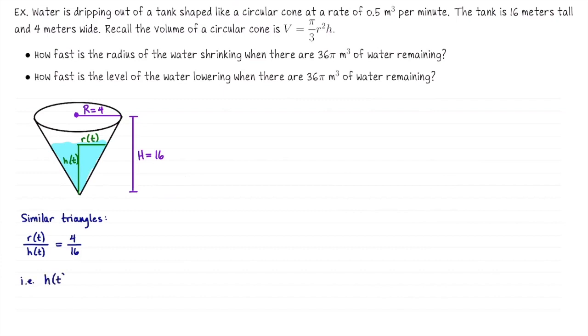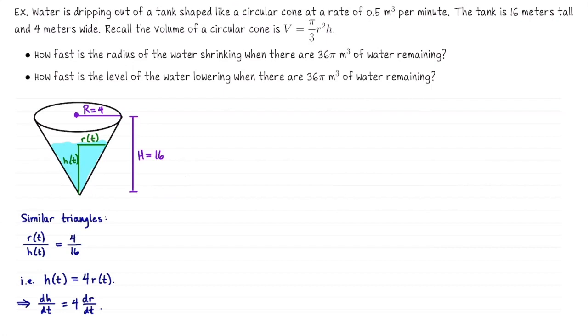So h of t is always going to be 4r of t. And this is actually an important formula just relating h and r. I could differentiate both sides with respect to t, and this tells us that at any moment in time, dh/dt is 4 dr/dt.